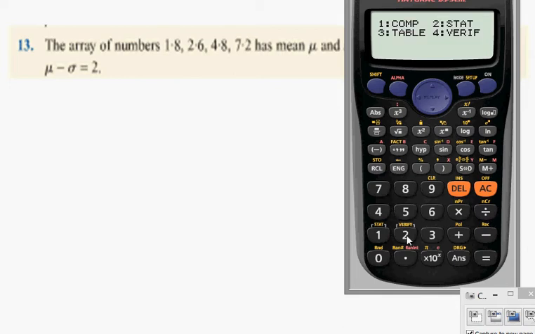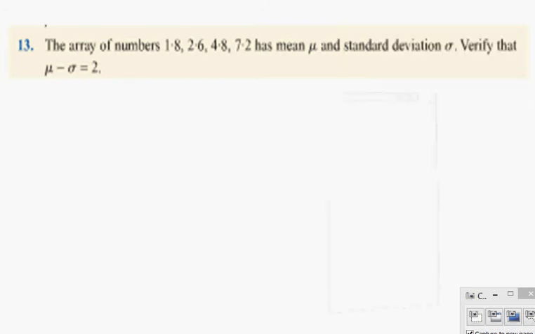calculator, go into stat mode, one variable, and write in 1.8, 2.6, 4.8, 7.2. Now that you have that done, you press the AC button, then you go shift, second function, stats, variable. The mean, which is x bar, is mu. My mean is 4.1.